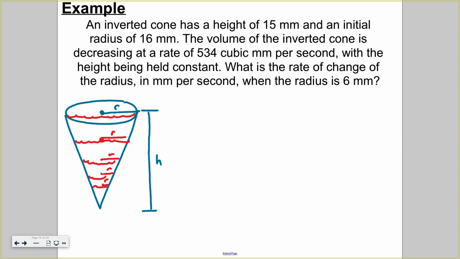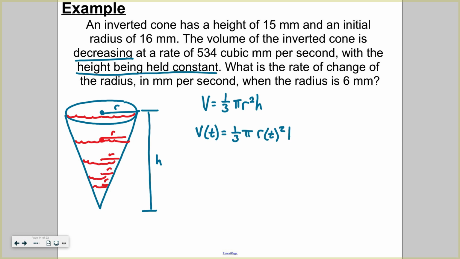Alright, so then first, the volume of a cone is going to be 1/3 pi r squared h. So now we have to figure out which variables are changing. Well, we are told that the volume is decreasing, so that means it's going to be V of t equals 1/3 times pi. We know that the radius is shrinking, so it's going to be r of t, and that'll be squared. However, we are told that the height is being held constant, so therefore h is not changing.